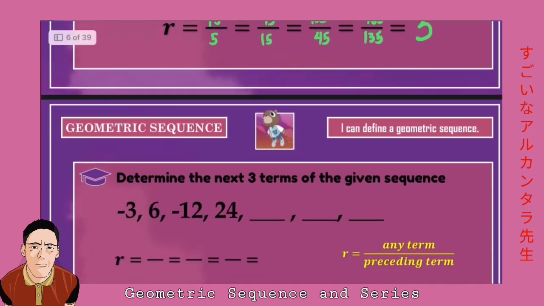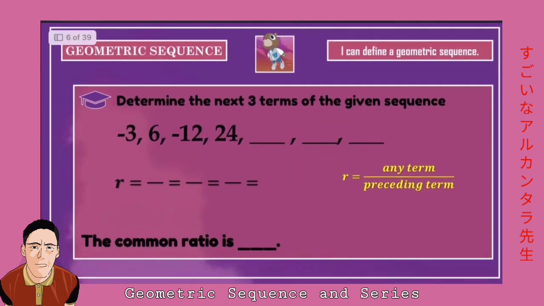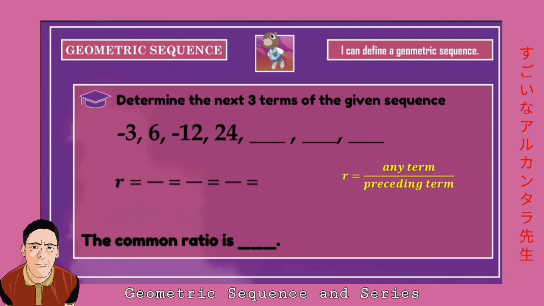Now let's have some more examples. So let's say we have negative 3, 6, negative 12, then 24. Again, what we have to do here is get the common ratio first. So we can have 6 divided by negative 3, negative 12 divided by 6, and then 24 divided by negative 12. Now, as you can notice here, we are dividing integers of different signs.